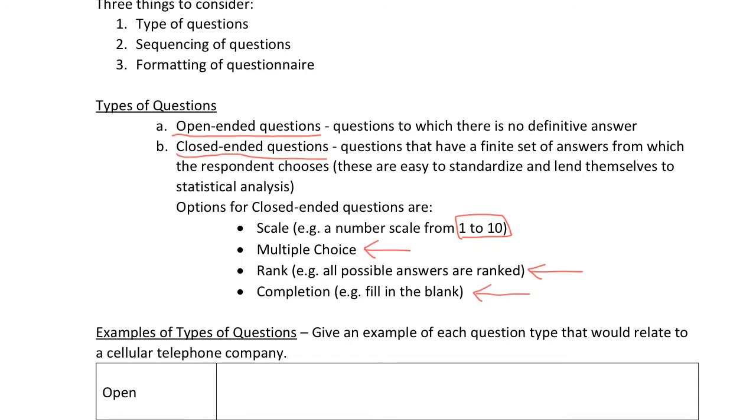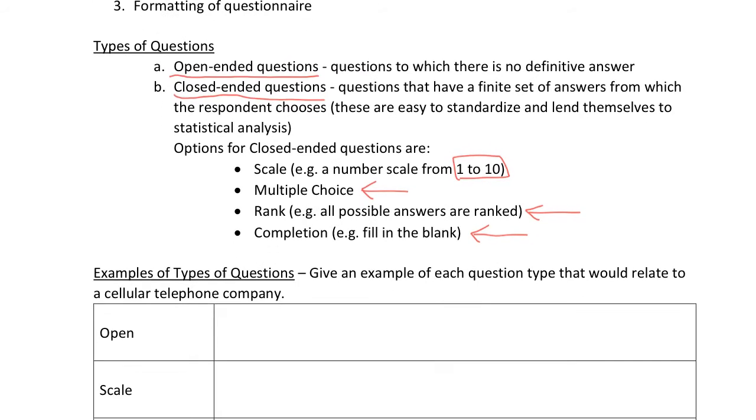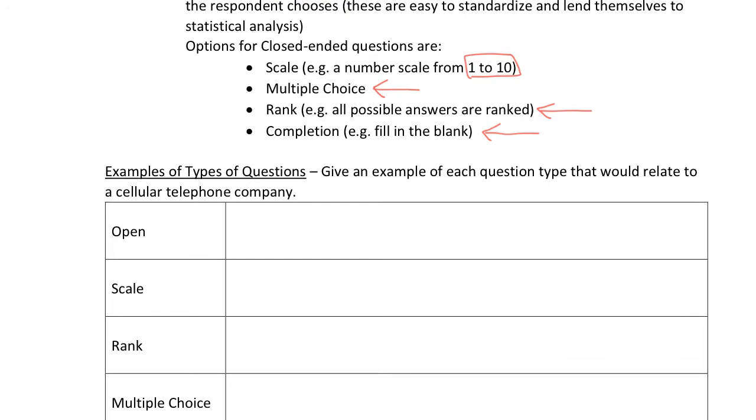So what I'm going to go through now is some examples of these types of questions, and we're going to relate it to a cell telephone company. Okay, so if I were doing a survey about cell phones and a cell phone company or a service provider, an open ended question would be something like, which brand of cell phone do you prefer and why? So everybody could have a different type of answer. So let's write that down as an example.